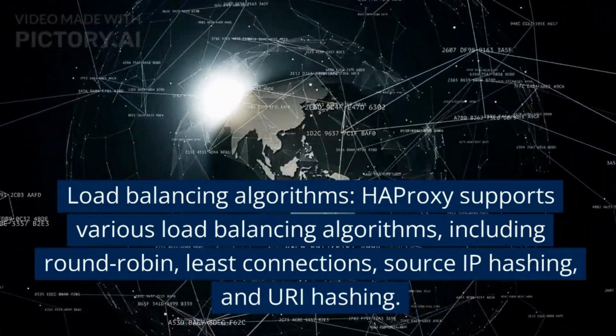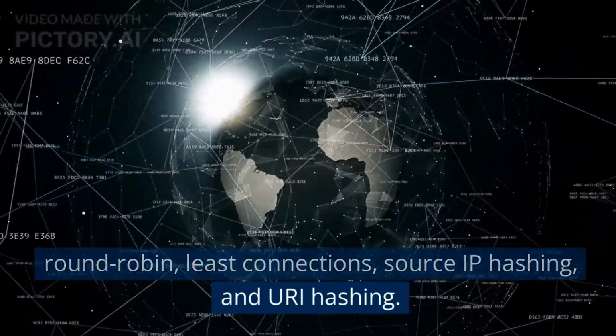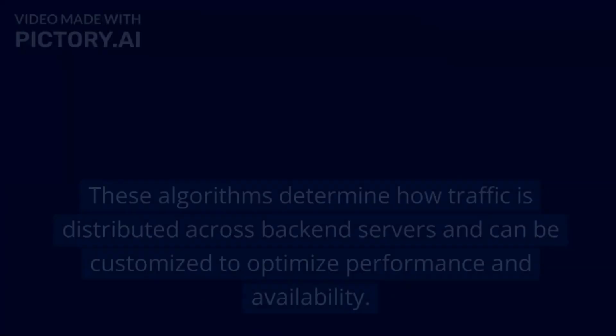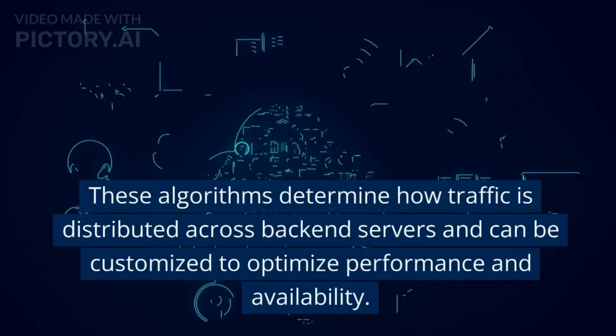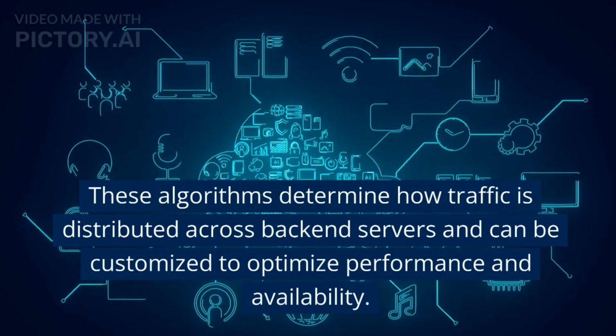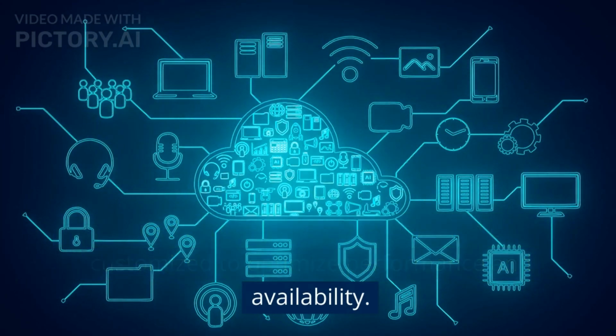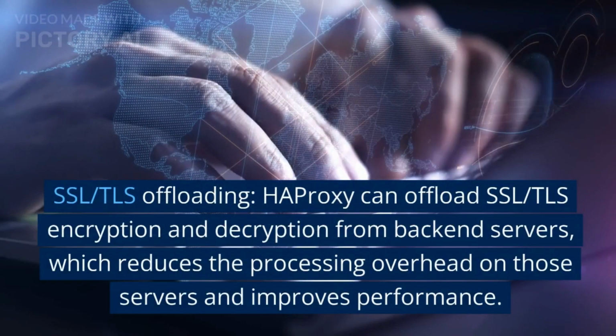Health checks: HAProxy can perform health checks on backend servers to ensure that they are responsive and available. It supports various types of health checks, including TCP checks, HTTP checks, and SSL checks. If a server fails a health check, HAProxy can automatically remove it from the pool of available servers.